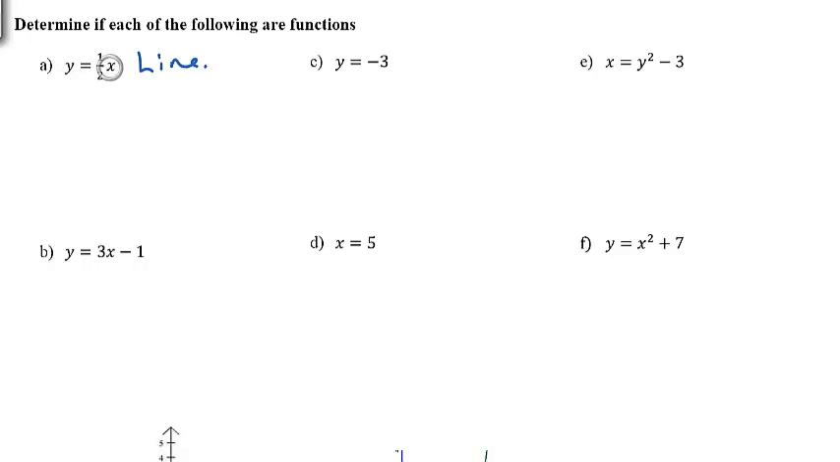If I put 0 in for x, then 1/2 times 0 is 0, so I get 0 for y. And if I put 4 in for x, then I get 1/2 times 4, which is 2. And anytime I say what x is, I'll only come up with one y value. And so for each x value that I put in, I only get one y value out, and so this is a function.